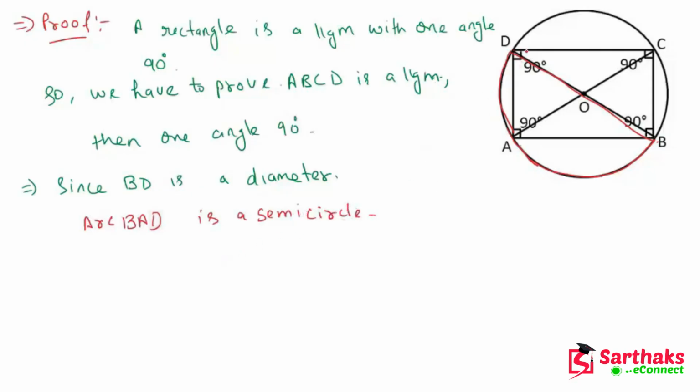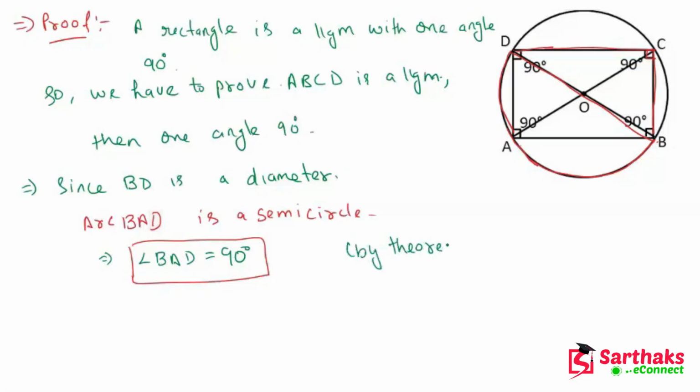And we know that the angle subtended by the diameter or by the semicircle at any point of the circle is 90 degrees. So here we can write that angle BAD is equal to 90 degrees, by theorem. We already proved that in the previous theorem. I hope you understand these things, my dear friends.